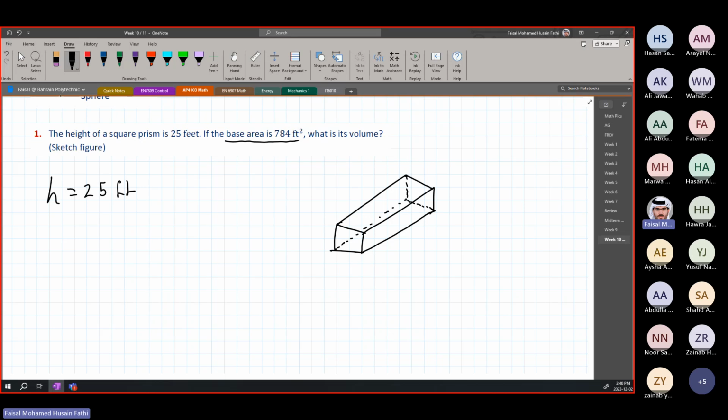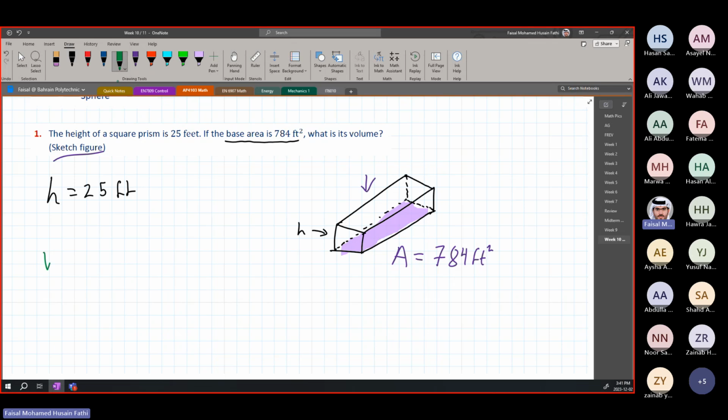So they're saying that the height here, this height, H, is 25 feet. And the base area, which is the shaded part, you could look at the bottom base area here. This full shaded area is equal to 784 feet squared. What is the volume? Did we sketch the figure? I already did that instantly. Well, how do we find the volume?